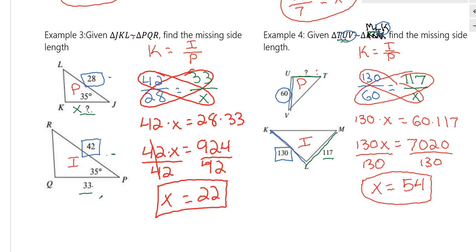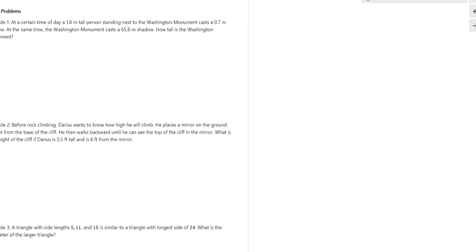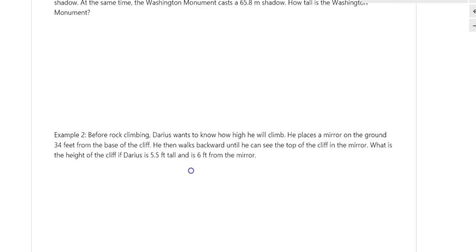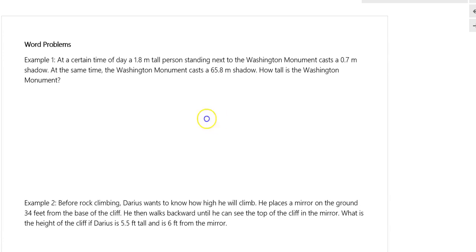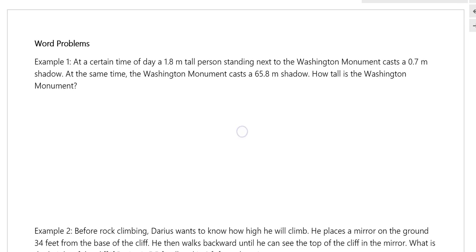All right, now go ahead and turn the page. The last thing we're going to do is just some word problems. For these word problems, the only different thing is that we have to draw our own picture. So, at a certain time of day, a 1.8 meter tall person standing next to the Washington Monument casts a 0.7 meter shadow.